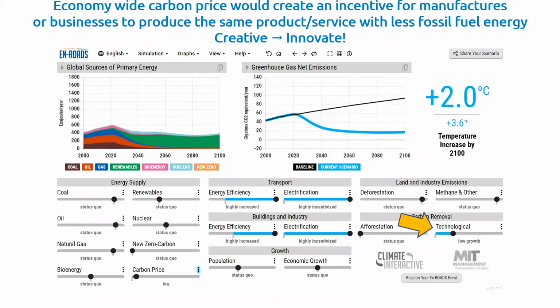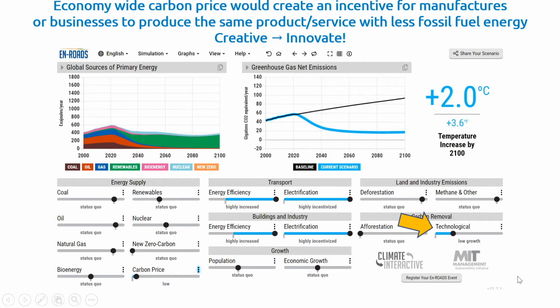It's a solutions multiplier. Now, that economy-wide price would also create an incentive for manufacturers or businesses to produce the same product or the same service with less fossil fuel energy. We know that fossil fuel companies are going to pass the cost down to manufacturers and businesses. They're all going to feel that same cost increase. And so the one who can produce that same product in a less energy intensive way will actually earn more profits, and businesses will get creative and they'll innovate.